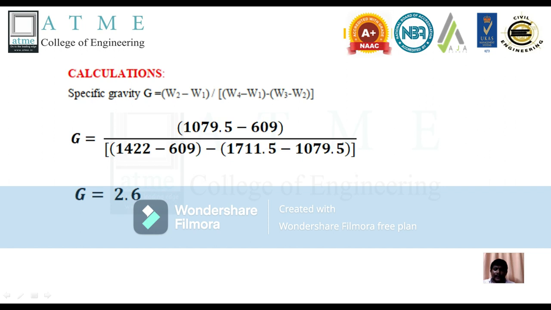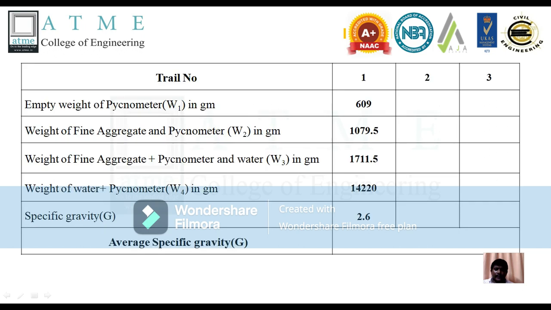The specific gravity of fine aggregates is given by the formula (W2 minus W1) divided by (W4 minus W1) minus (W3 minus W2). From the above values, after simplifying, we get the specific gravity of fine aggregate as 2.6. Further, two more trials have to be conducted to get concordant values, and the average of the specific gravity is calculated.